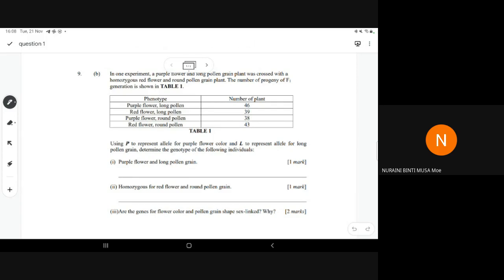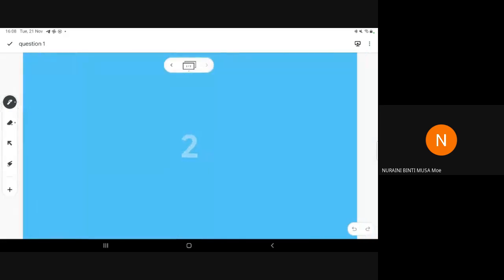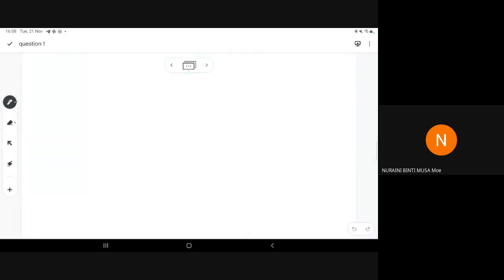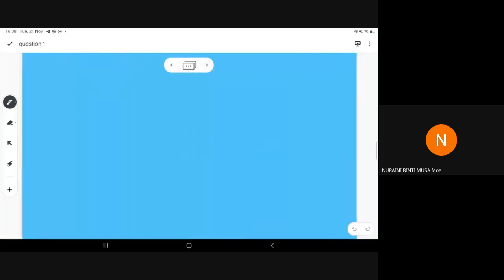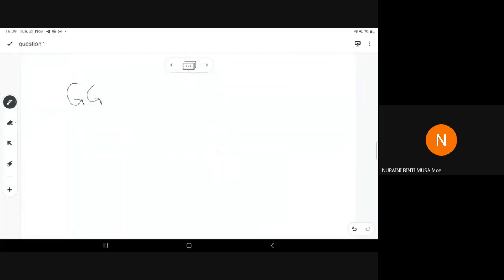Okay, for this type of question, dia kata using P to represent allele for purple flower and L to represent allele for long pollen grain, determine the genotype of the following individual. So first, jom discuss how do we make genotypes. Okay, because kita tengok sifat dia kat sini, they have two phenotype. Okay, genotype ialah dia punya GGLL, ni ialah genotype.